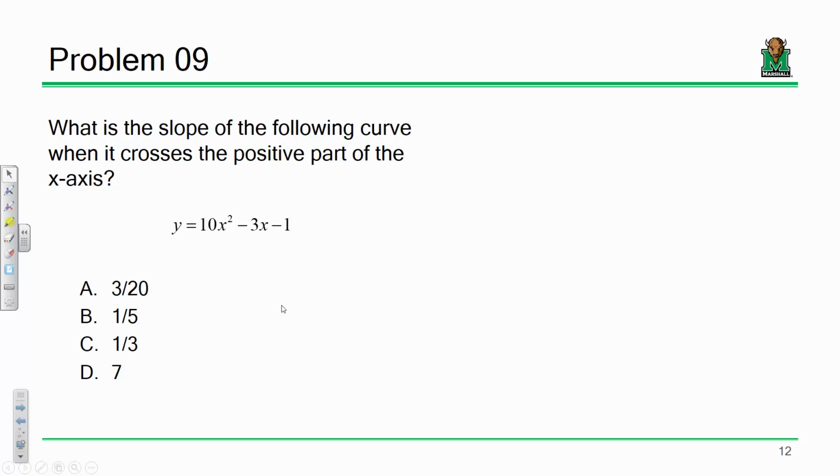Okay. First off, how do we determine the slope of a curve? Like what do we do? We take the derivative. All right. The derivative of this function, so what is the derivative? Okay. And so that derivative tells us what the slope of the function is at any point along the function. Now it's asking for when the curve crosses the positive part of the x-axis.